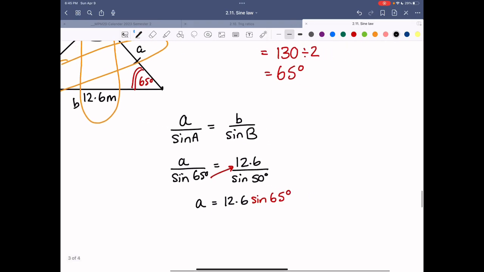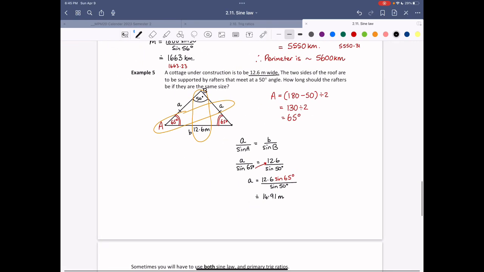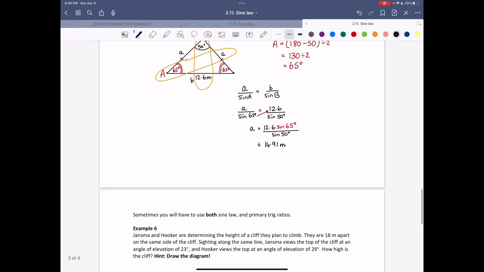And then divide that by, oops, sorry, I don't have my glove on, so it's just a bit jumpy sometimes. Sine of 50 degrees. Put that in and let's see where we're at. 12.6 times sine 65 divided by sine of 50. And that gives me approximately 14.91 meters in length.